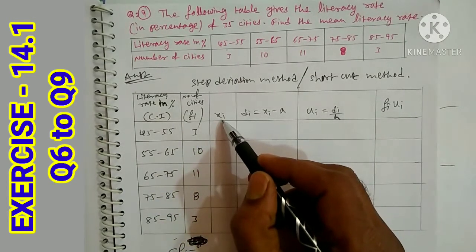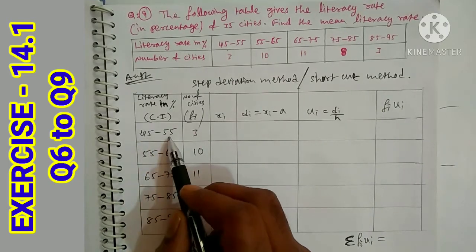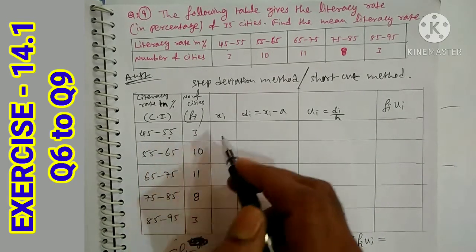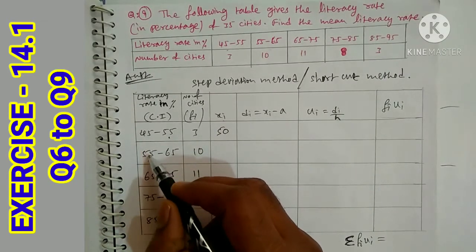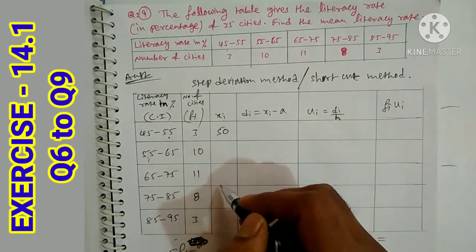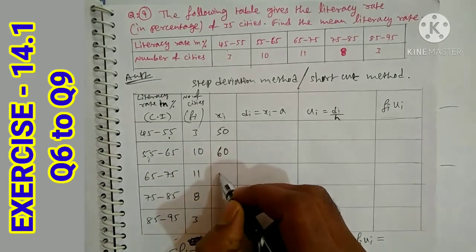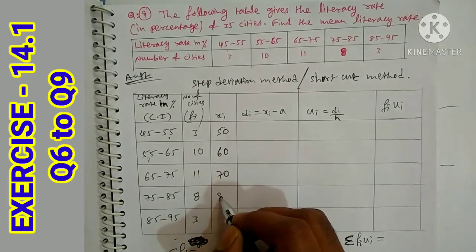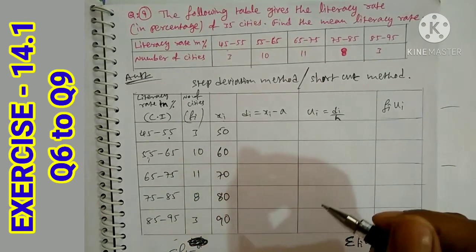Now we have to calculate the xi, that is the middle value. 45 plus 55 is 100. 100 by 2 is 50. The difference between these two, 45 and 55, is 10. So you add 10 each time. 50 plus 10 is 60. 60 plus 10 is 70. 70 plus 10 is 80. 80 plus 10 is 90. These are the middle values.